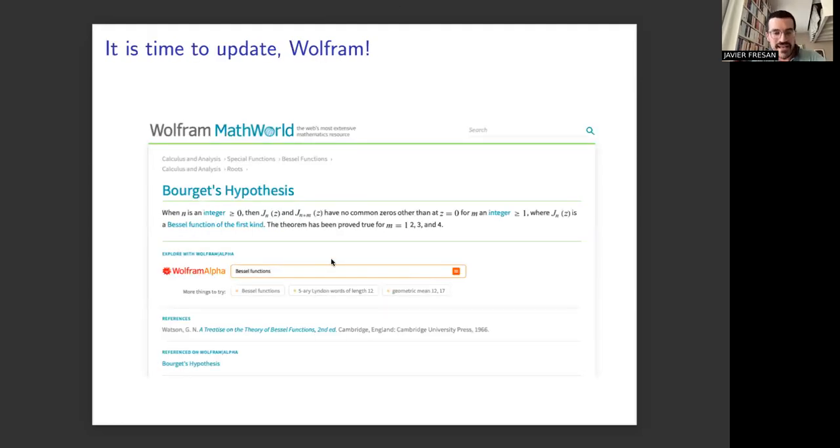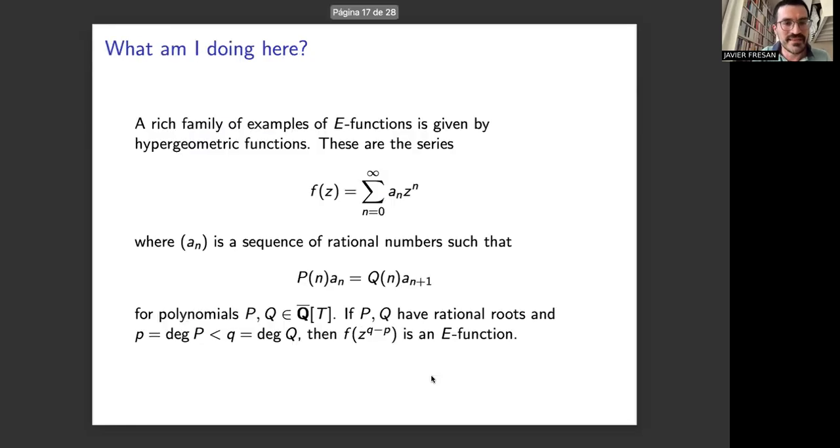And this story seems not to be very well known, because if you type Bourget's hypothesis on Wolfram Alpha, for example, it tells you that it has been proved for Bessel functions of order 1, 2, 3, and 4. So it's maybe time to get updated. Okay, so let's move to the new results now.